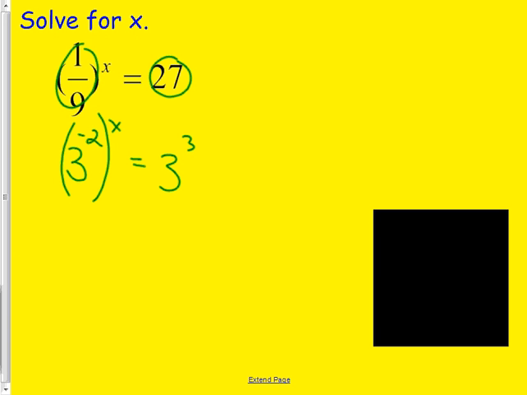Now, this part I think is easy for you. I hope it's easy for you. This part might have been harder, but we just did this a second ago. 1/9 is the same as you take the 3 and you'd square it and flip it, and you'd get that. What's really important when you're solving these is that these have to equal. If I have 27 here, this has to equal 27.